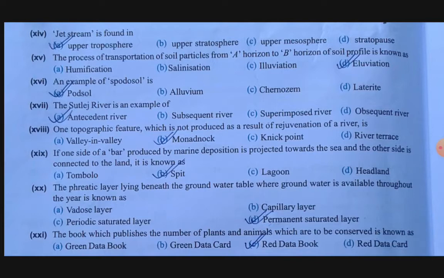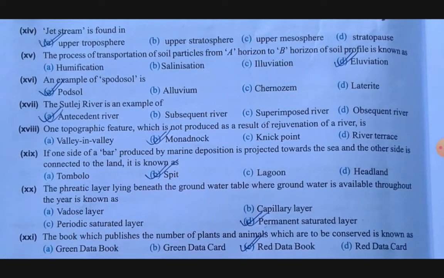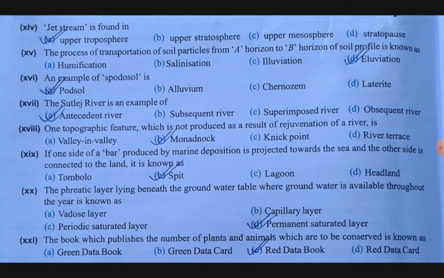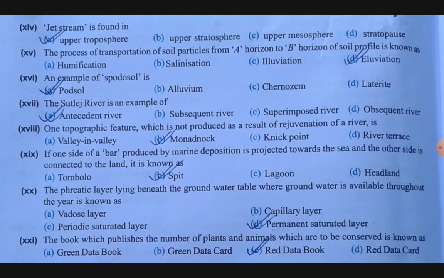An example of the sport zone is port zone. Okay. The Satluj River is an example of antecedent river. One topographic feature which is not produced as a result of rejuvenation of a river is monadnock. If one side of a bar produced by marine deposits is projected towards the sea and the other side is connected to the land, it is known as spit.